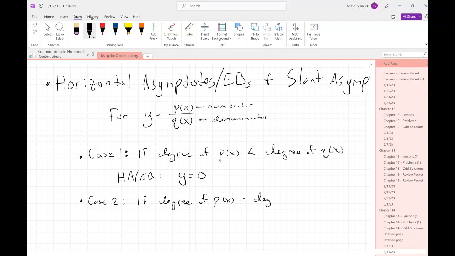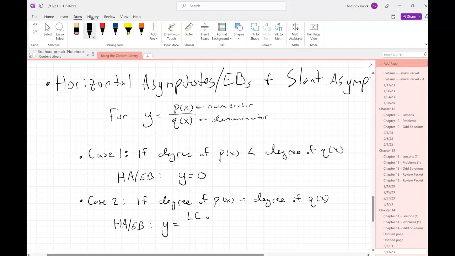So if the degrees are equal, then we'll have a horizontal asymptote or end behavior at the leading coefficient of the numerator divided by the leading coefficient of the denominator. Case 3 is the bad one.